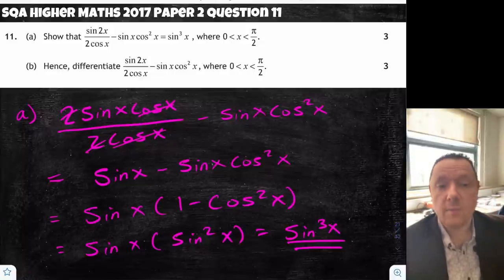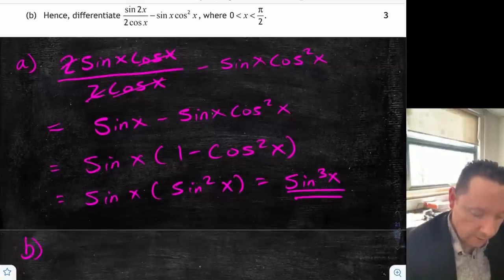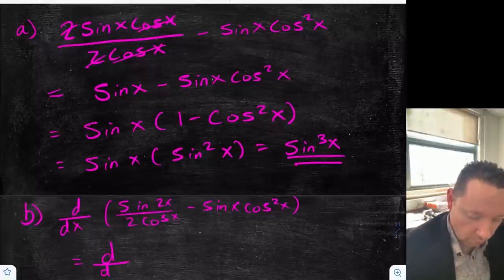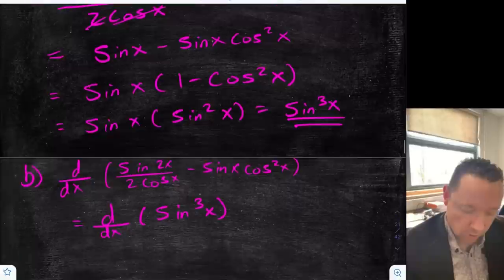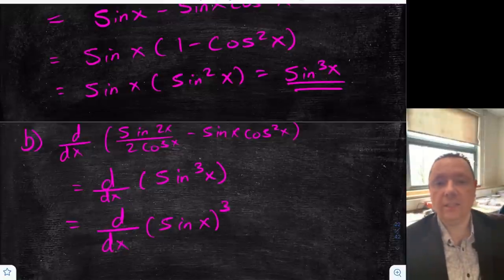Okay, part B, hence differentiate sine 2x over 2 cos x minus sine x cos squared x between 0 and pi over 2. So if we're going to differentiate that, we can just differentiate the right hand side because it's equal to it. So for part B, d by dx of the left hand side equals d by dx of what we just found out, sine cubed x. Now, sine cubed x, remember, means the sine of x, cubed. So it's easier to write it like that to see exactly what you're doing. So I have to differentiate sine x all cubed.